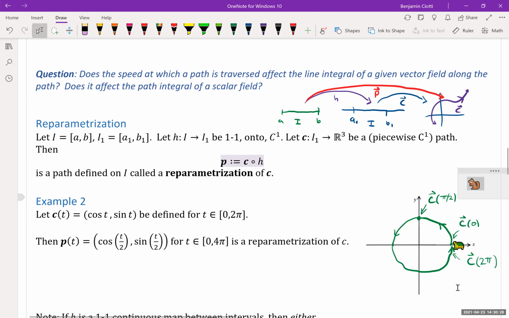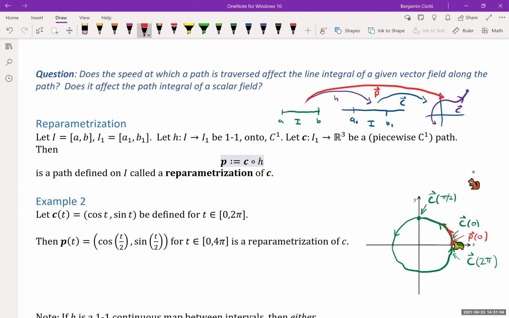Okay, now we can reparametrize this path. I propose that the reparametrized path P of t is cos of t over 2, sine of t over 2. So let's try plugging in some time values and seeing what the new path looks like. If I plot points for P of t, it still starts at (1, 0).